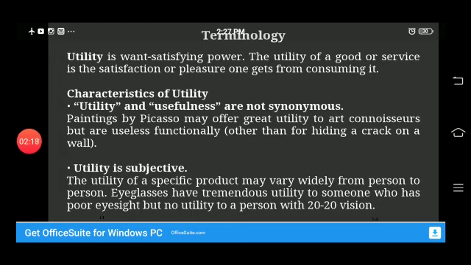There are different characteristics of utility. Number one is that utility and usefulness are not synonyms. For example, a painting by Picasso may offer great utility for an art connoisseur, but it is useless in functionality other than for hiding a crack on the wall.